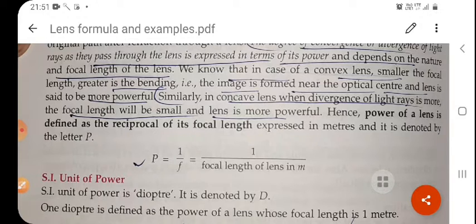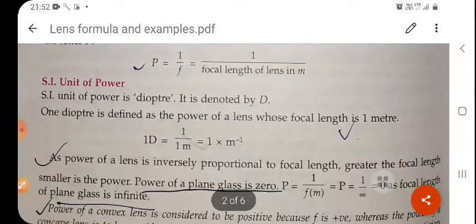Okay, what is the SI unit of power? The SI unit of power is diopter. It is denoted by capital D, and 1 diopter is the power of the lens whose focal length is 1 meter. Okay, if the focal length of the lens is 1 meter, then its power is known as 1 diopter.